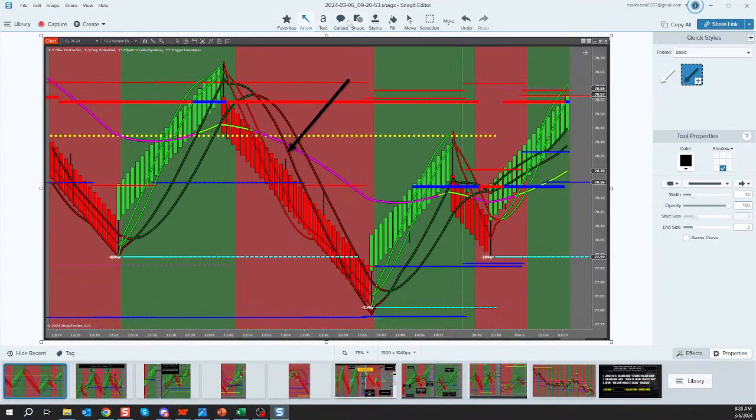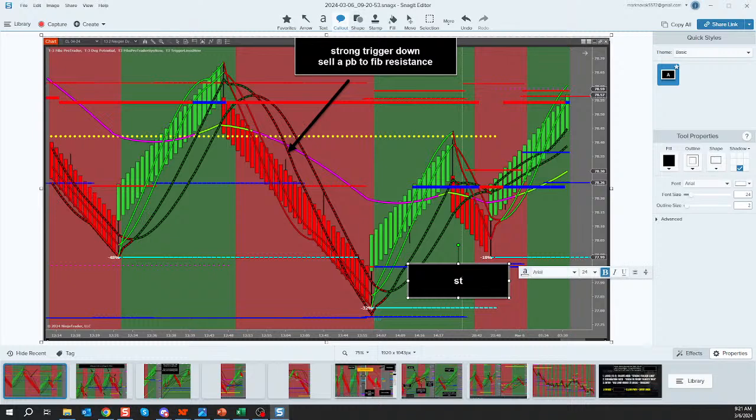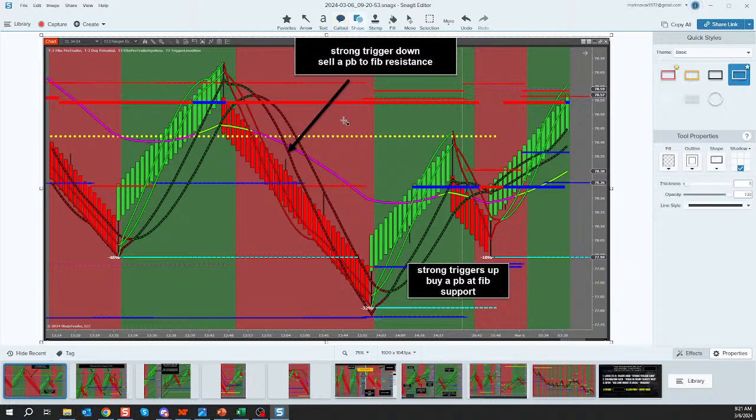Is everybody comfortable with the idea of strong triggers? Strong triggers down, sell a pullback to Fibonacci resistance. That's it. This is your plan, guys. Watch this. Strong triggers up, buy a pullback at Fibonacci support. And if you go back on your large chart and you circle these tails that you see with that odds favorable momentum, guys, that's going to set you up to go see if there were entries on a smaller, faster chart. This is how you're going to study this trade.